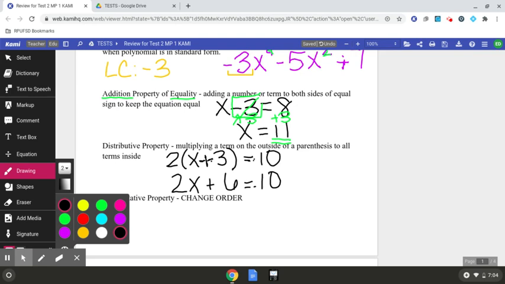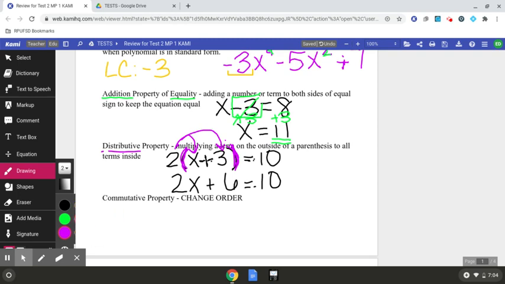So you would again have to look at the fact that we started with parentheses and then we no longer have them, right? So what we did to get rid of them is we took the 2 and we multiplied it into the parentheses. We distributed it. So 2 times x is 2x and 2 times 3 is 6, and we distributed to get rid of the parentheses.